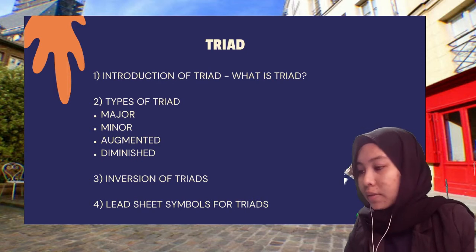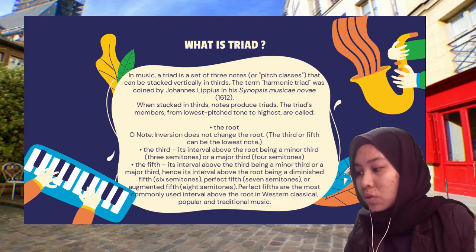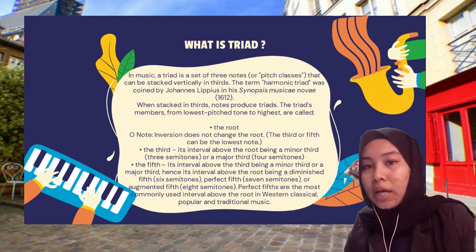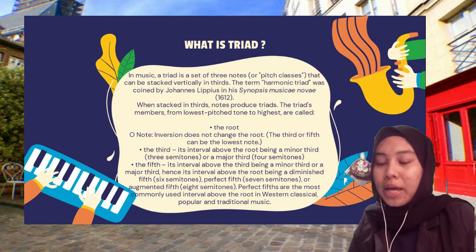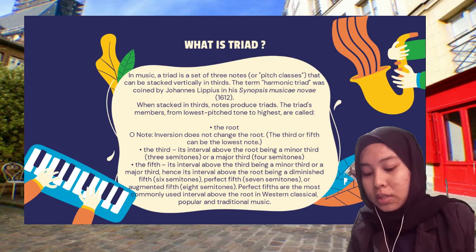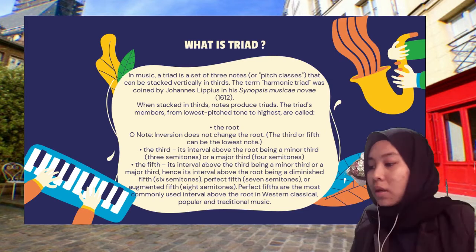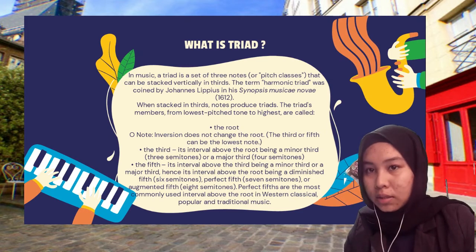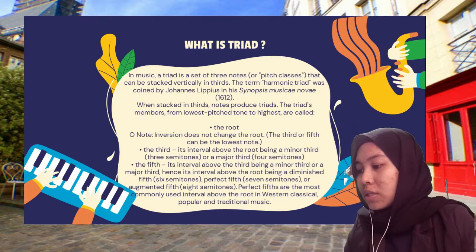What is the triad? In music, a triad is a set of 3 notes or pitch classes that can be stacked vertically in thirds. So basically, a triad or chord is 3 notes that stack in thirds. In other terms, a triad is also known as tertial harmony. So when stacked in thirds, notes produce triads.